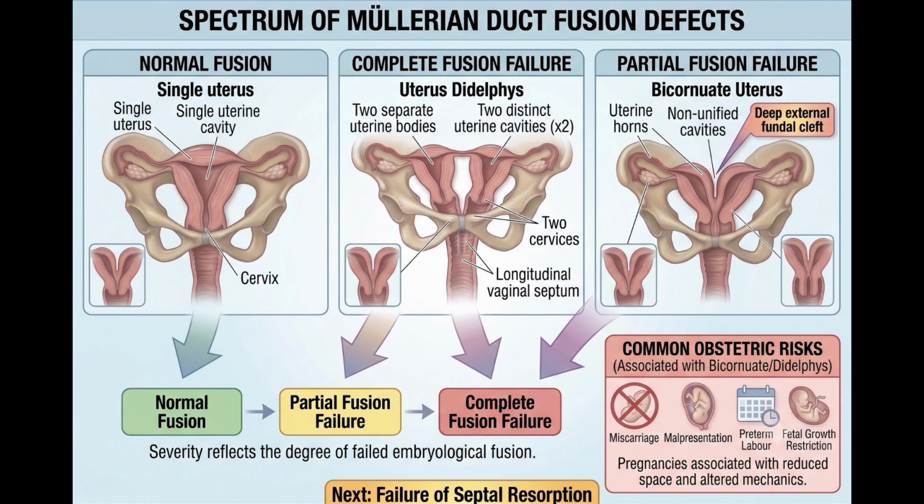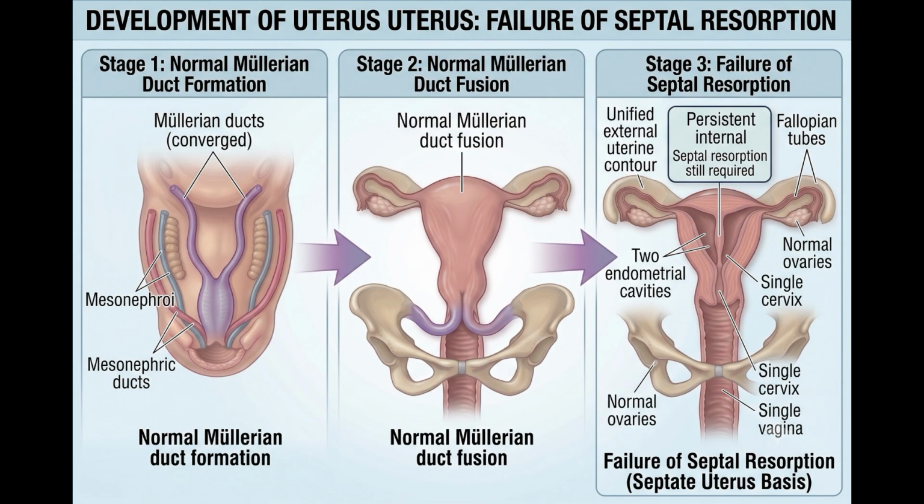The severity of the anomaly therefore reflects the degree of failed embryological fusion. The final major group of Müllerian anomalies results from failure of septal resorption. Unlike the previous anomalies, the Müllerian ducts develop normally. They also fuse normally in the midline. However, one important developmental step still remains.